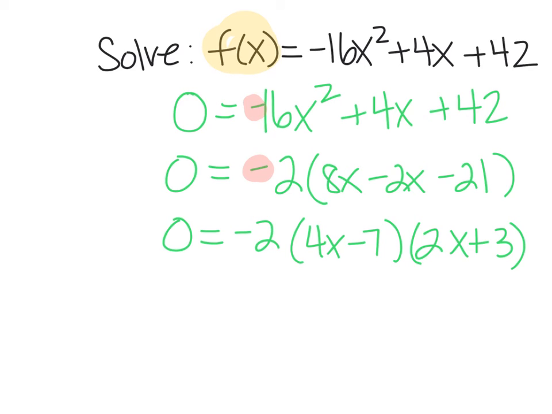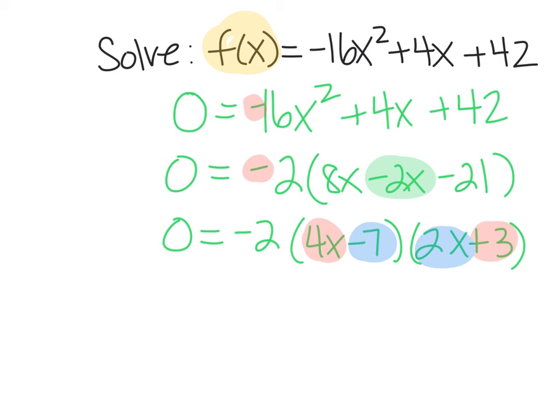So if I check, my outside is 4x and 3, that's a positive 12x. And then if I add my inside, negative 7 and 2x is negative 14x. So negative 14x plus positive 12x gets you your middle term of negative 2x. So we could check our middle term to determine if we chose the right factors.